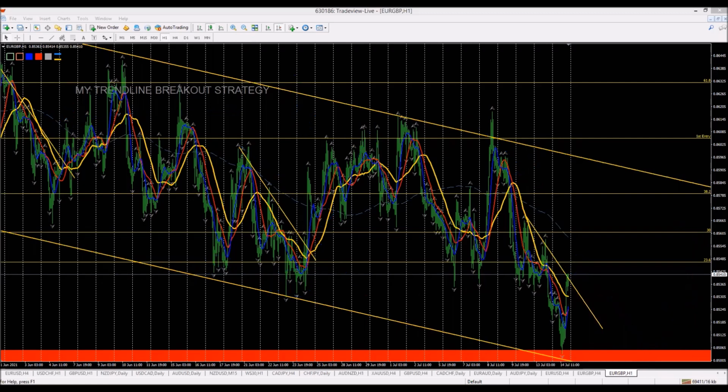Simple analysis of a simple strategy of a means to trade the euro pound.